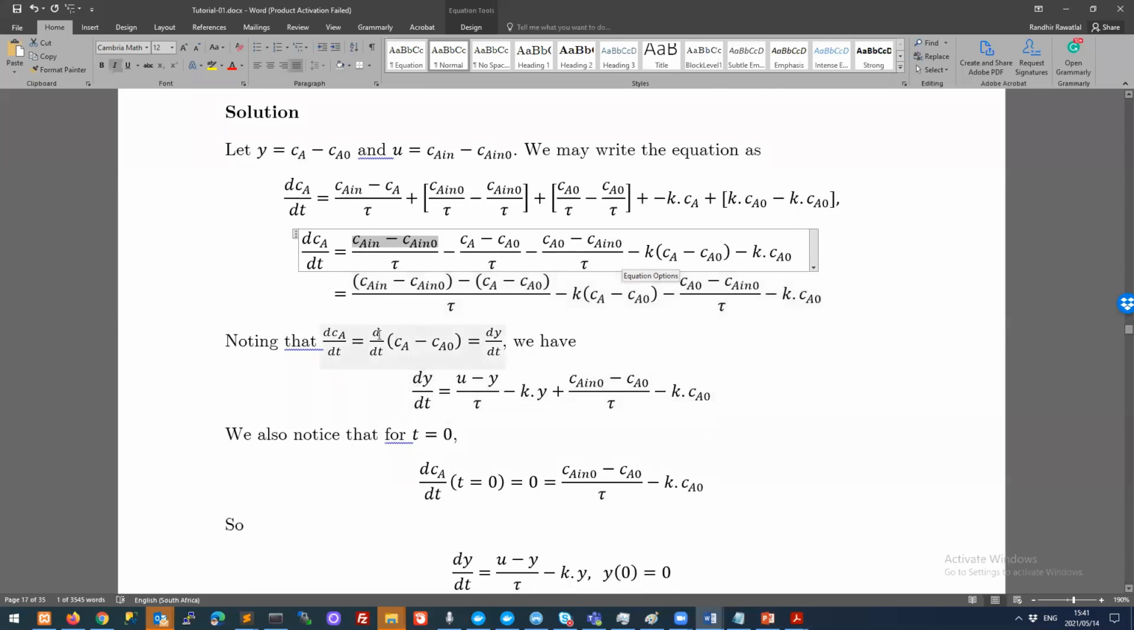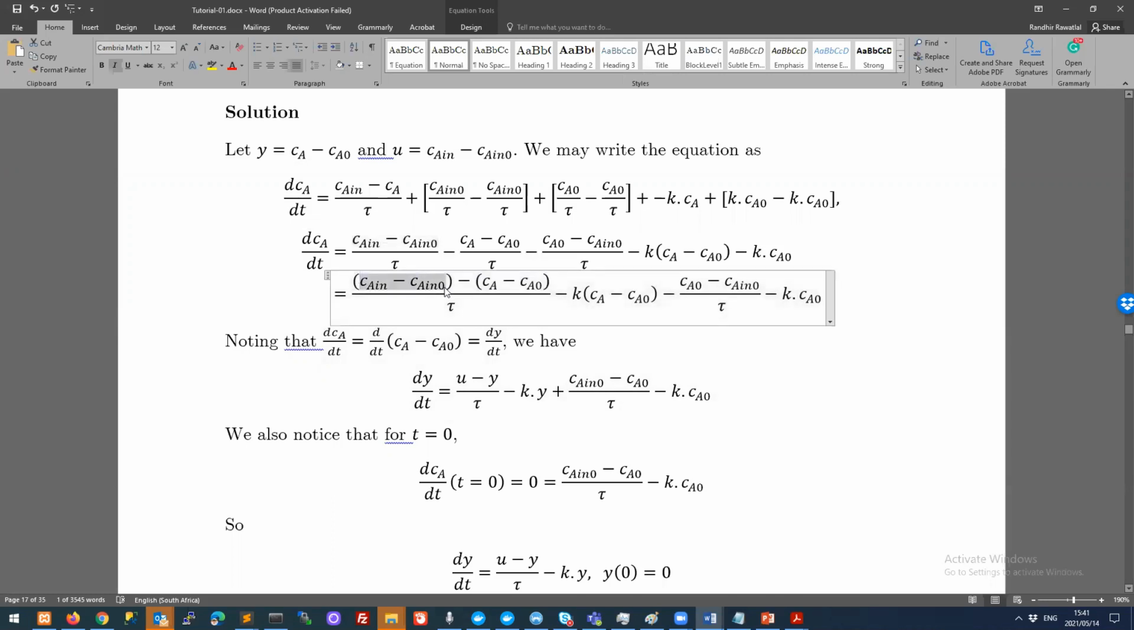Now, let's see here. We notice also, just in terms of this left-hand side, remember if we had rewritten this, if we look at the derivative of CA minus CA naught, CA naught is that initial steady value. So the derivative of this in time, it's a constant anyway, so that's going to be a 0. So we can identify that dCA dt is identical to dy dt, okay? So that's there. So we can make some substitutions now for u and y.